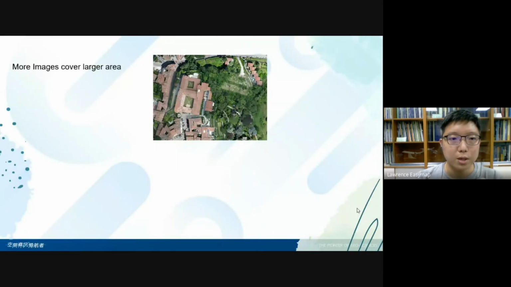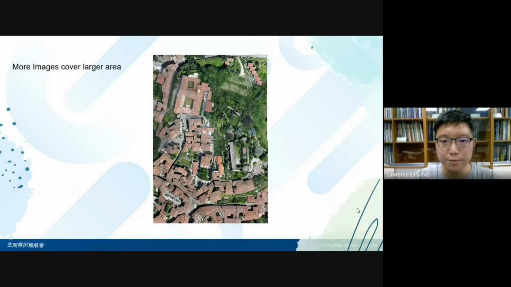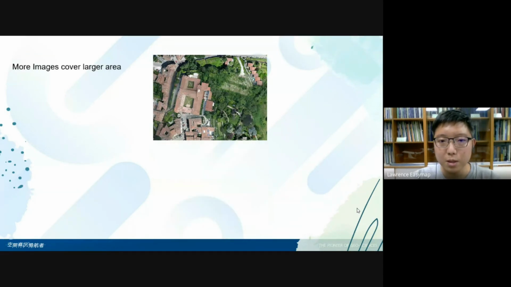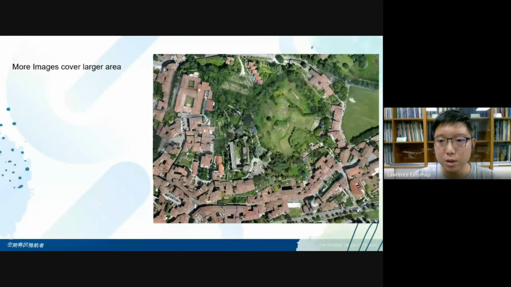So more images can cover a larger area. You can see this is the first picture covered by the UAV, and the second one. The first one and the second one have some common area, and the same goes for the third one. That's why they have some ground features that can be recognized by the computer, and they can be combined one after the other, and eventually you have a big picture covering the area that you want to see.